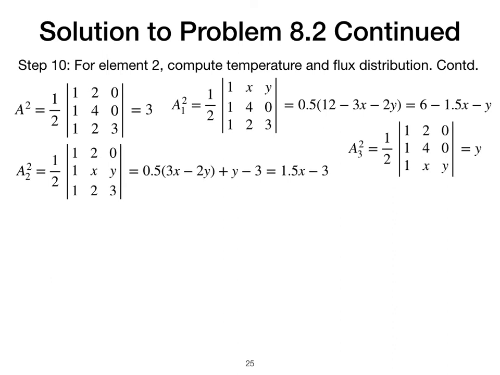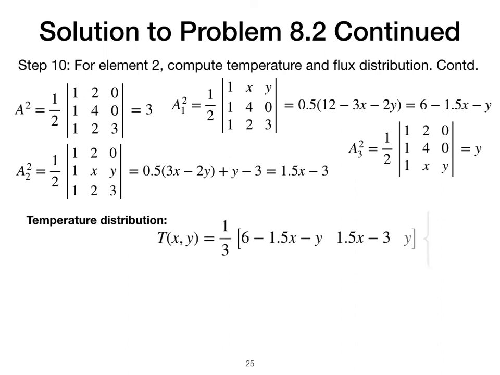A2 for element number 2 we calculate similar to element number 1, and we get A2 equal to 1.5x minus 3, and A3 for element number 2 also we get equal to y. So temperature distribution again is given by T(x,y) equal to the shape function matrix for element 2 multiplied by the local temperature vector for element 2.